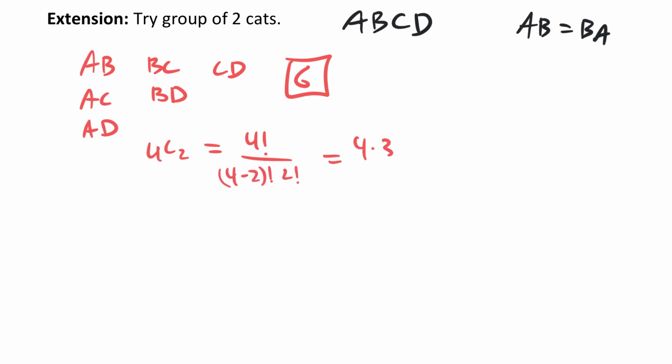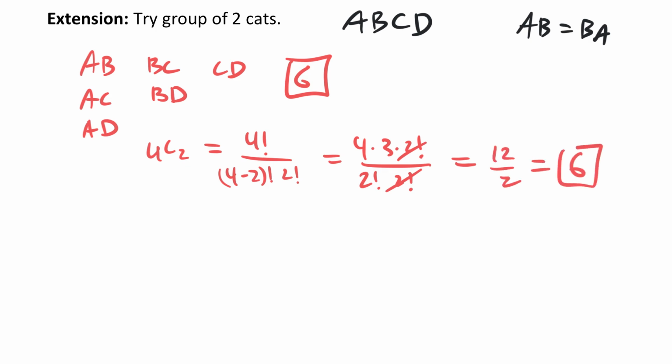We could write that as 4 times 3 times 2 factorial over 2 factorial 2 factorial. So that's going to be 12 over 2, which is 6. All right. It looks like the formula gave us the same answer. Now, I would like to explain this formula a little bit for you because it's not just a random formula. There is some idea here, some logic behind why it works. And this is how I would explain it.